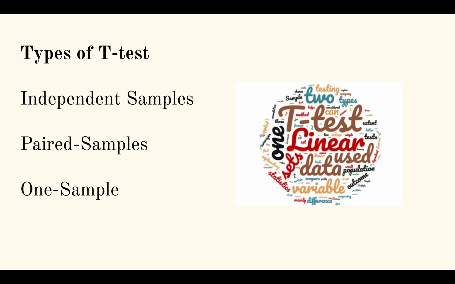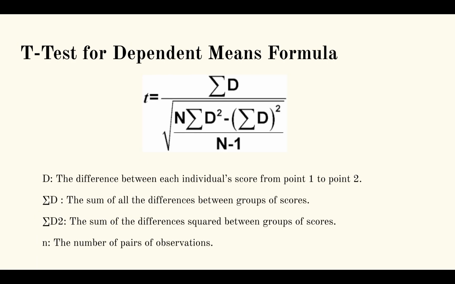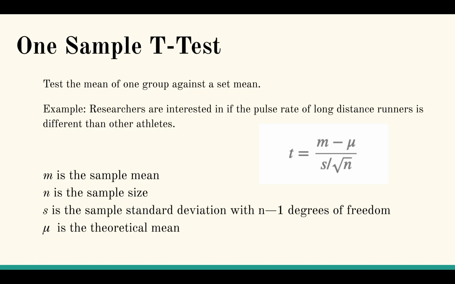There are 3 types of t-tests: independent samples, paired samples, and one sample. This is the formula for independent means t-tests. T-test for dependent means formula, and this is broken down. And this is the one sample t-test formula, which tests the mean of one group against a set mean. For example, researchers are interested if the pulse rate of long-distance runners is different than other athletes.